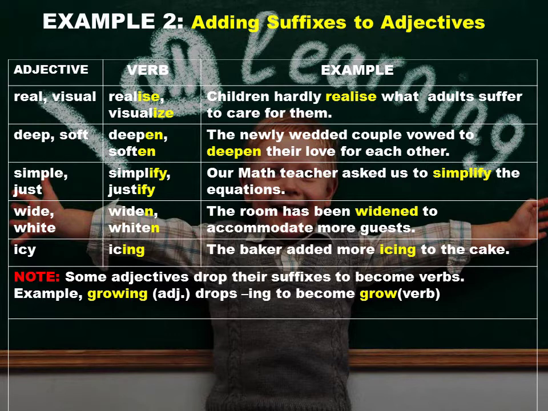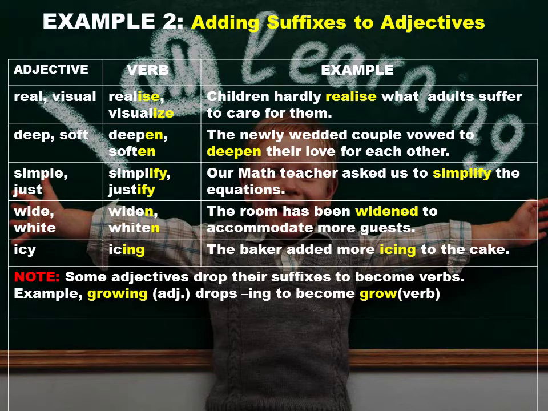I want you to note something. Some adjectives have to drop their own suffixes to become verbs. All of the examples we have here, those adjectives have taken suffixes, but in some cases an adjective may have to drop the suffix in it so that it can become a verb. There are not many examples of that in English, so I have picked just one of the examples I could lay my hands on, and that's growing.